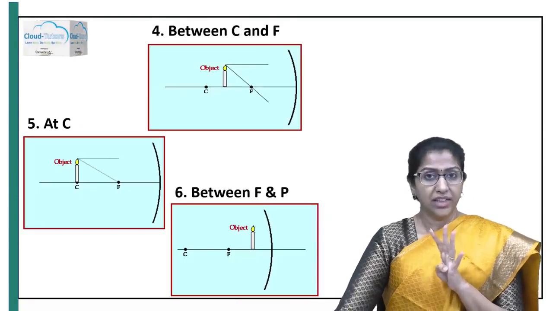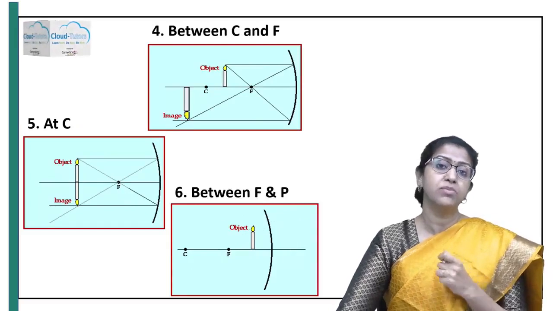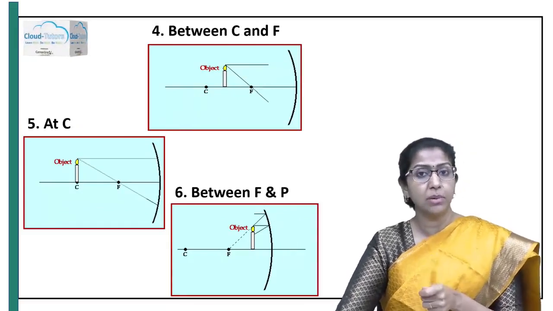When you look at the fourth case, it is exactly the inverse of the third one. When we had kept the object beyond C, the image was formed between F and C.